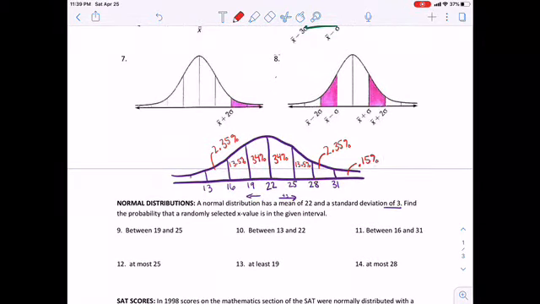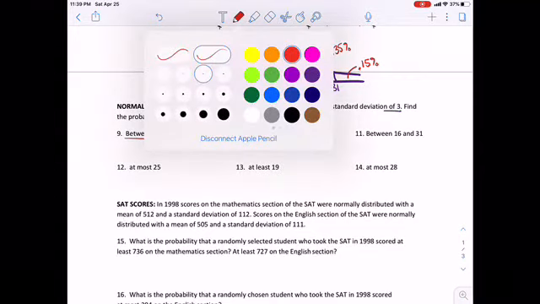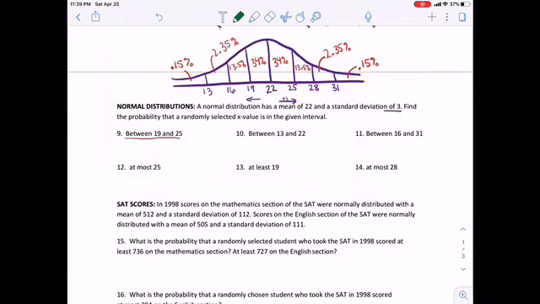Now that I have the picture drawn, I can use it to answer questions 9 through 14. For problem 9, I want to know what percent I have between 19 and 25. In my picture, I know that 19 is right here, and 25 is right here. In between 19 and 25, I have 34% and another 34%. I'm just going to add those percentages together, which gives me 68%. So 68% of my data falls between 19 and 25.